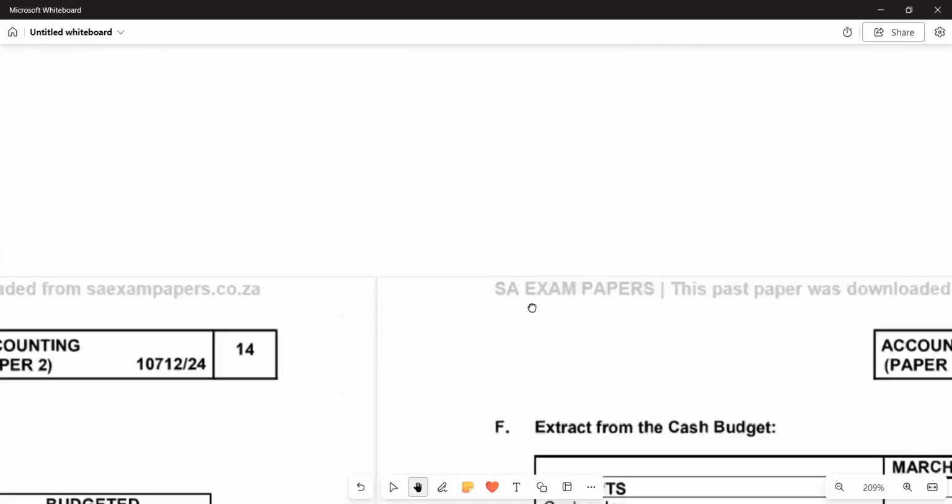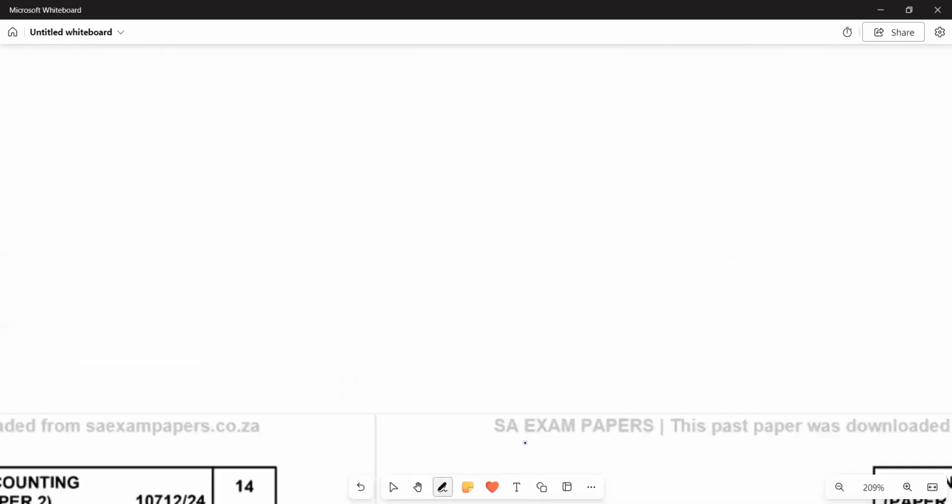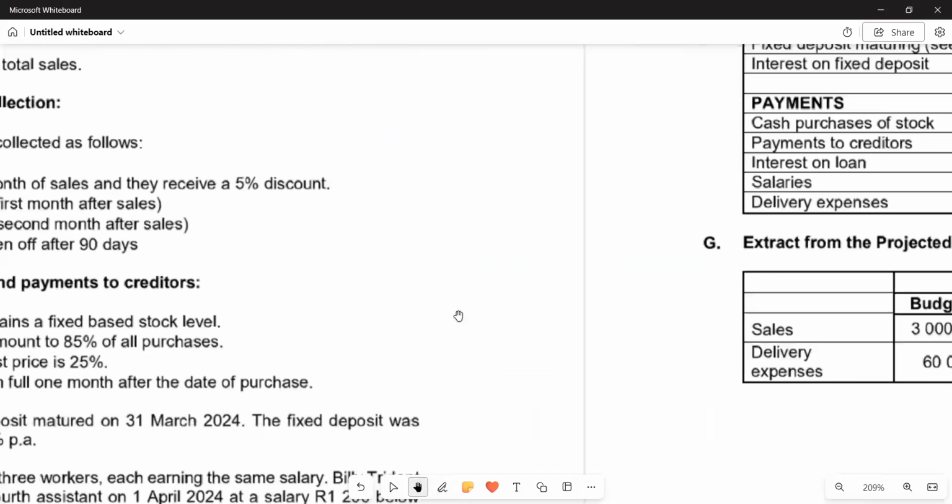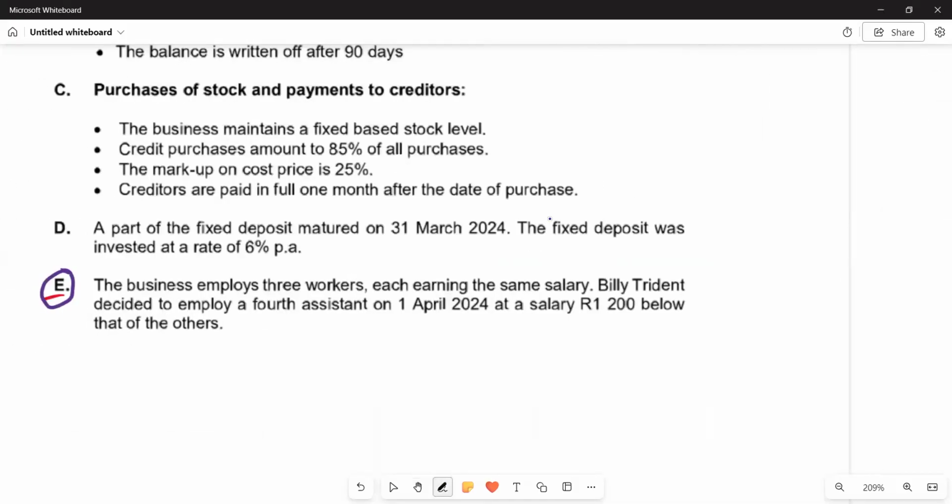So basically, we are going to formulate an equation. Before the decrease of the salary with 3 workers, let's say the salary for each worker is S. So we're going to say 3S there. And then we have another extra worker which was hired, which is 1,200 less than this one. So it's going to be plus S minus 1,200, because the instruction says the fourth assistant was employed on 1 April 2024 at a salary 1,200 below that of the others. So the others are earning S. Then the fourth worker that has been introduced is now S minus 1,200 because it is decreased by 1,200.